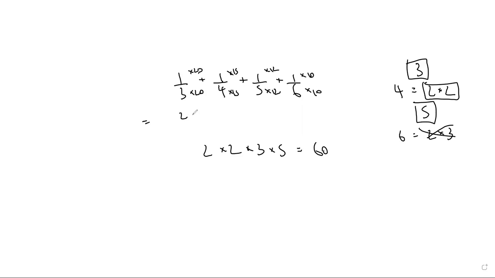So now we got 20 over 60 plus 15 over 60 plus 12 over 60 plus 10 over 60. So the answer is going to be over 60. That's always the case. That's why I write that part first, since the bottom number always stays the same. And then 20 plus 15 plus 12 plus 10, that's beyond my abilities. So let's see, that is 57.